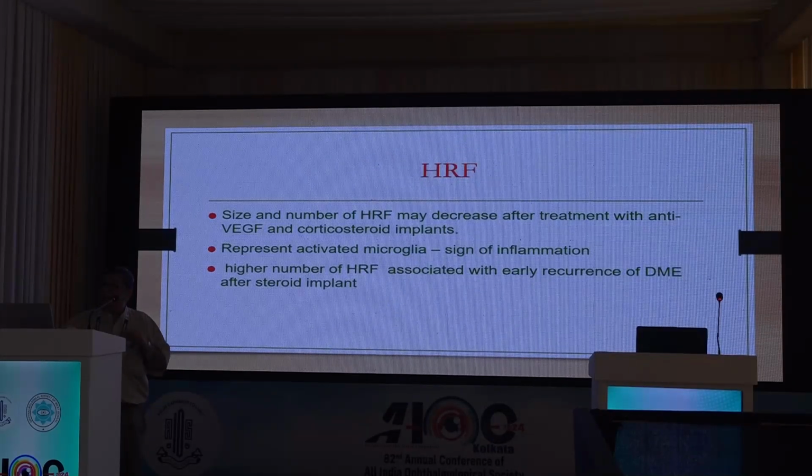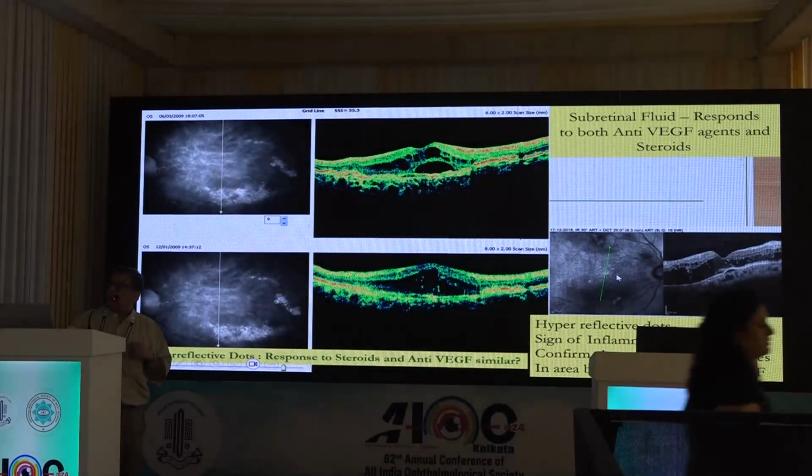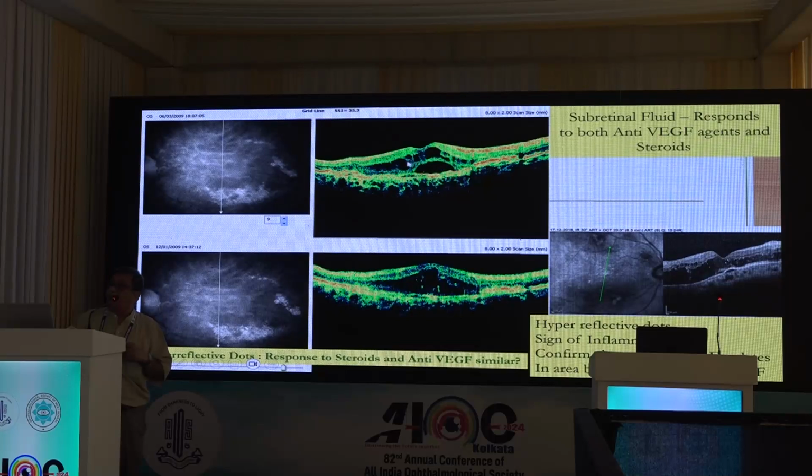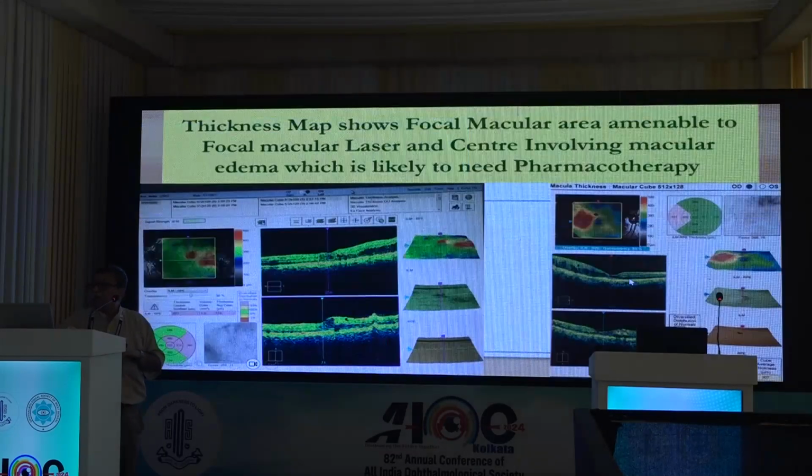I'll just show you what hyperreflective spots look like. They basically represent activated microglia. It's an inflammatory change, and more hyperreflective spots are associated with early recurrence after a steroid implant. So these show all the things, the subretinal fluid, intraretinal fluid, and what you see here, these are hyperreflective spots. What you see here, even more clearly seen, these are hyperreflective spots. Now, just to show you, in this patient, you can see the ISOS junction is intact. Despite these cysts, good prognosis. In this patient, the ISOS junction is gone, poor prognosis.